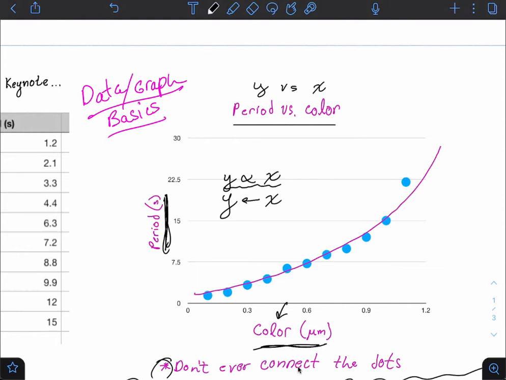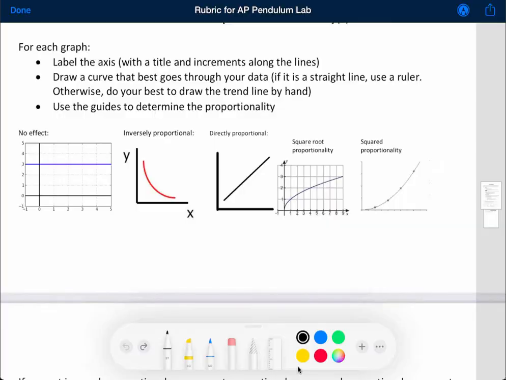How is y proportional to x? That's why I gave you 5 basic proportionalities. If you remember those, you should be good to go for anything. I'll pull those up right now. These are the 5 graphs that you should be familiar with. If you can remember these 5 graphs, you're ready to rock and roll.